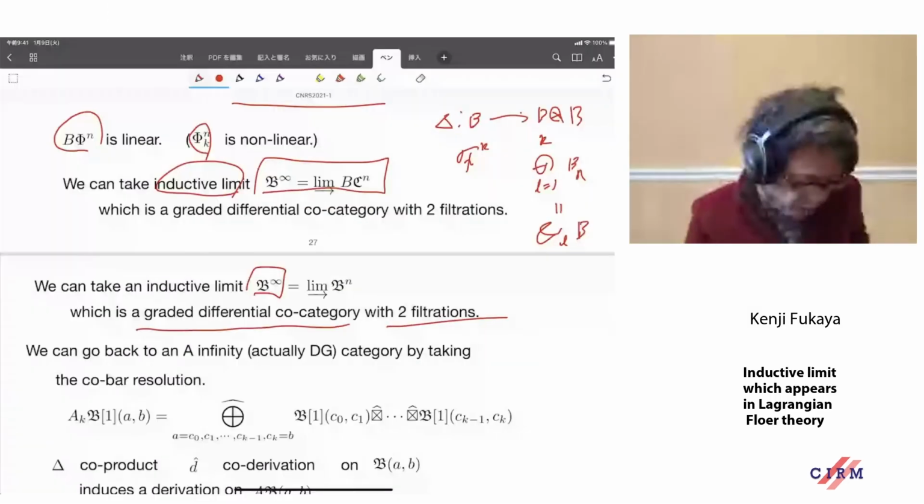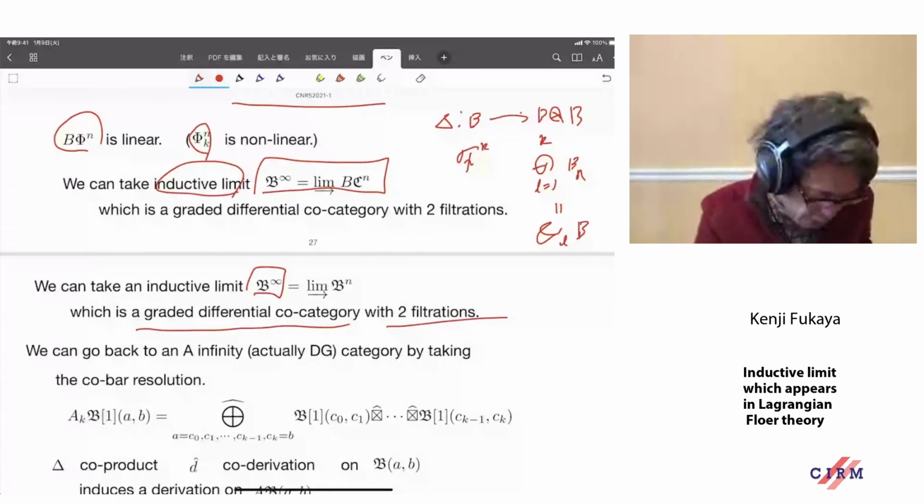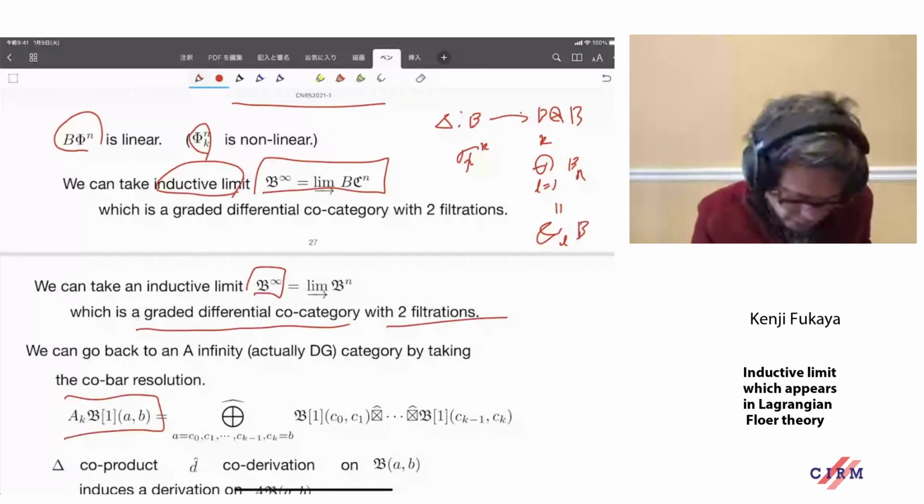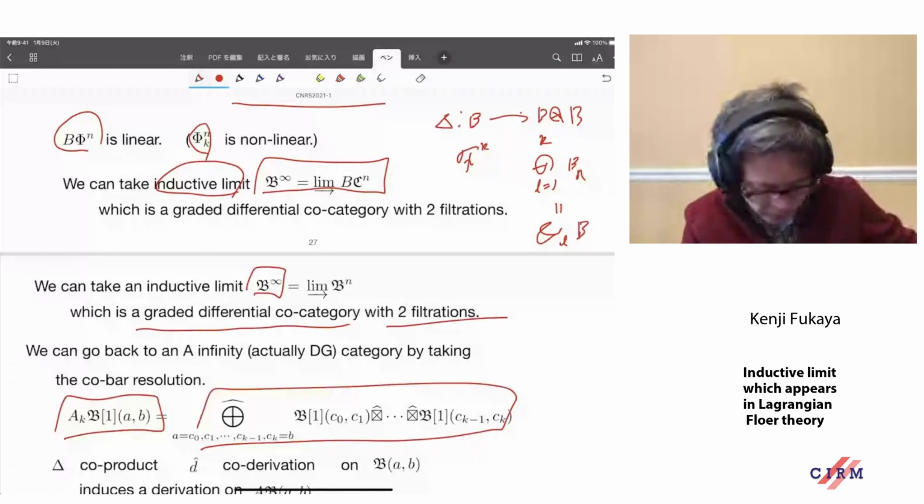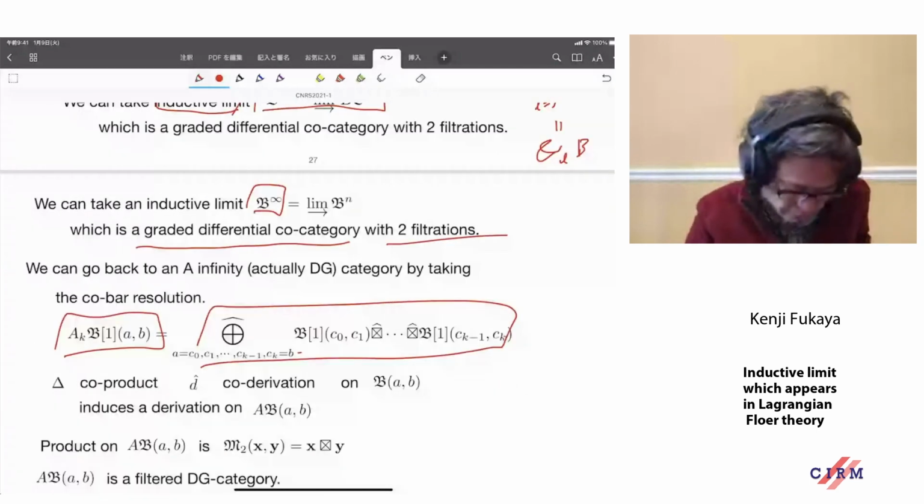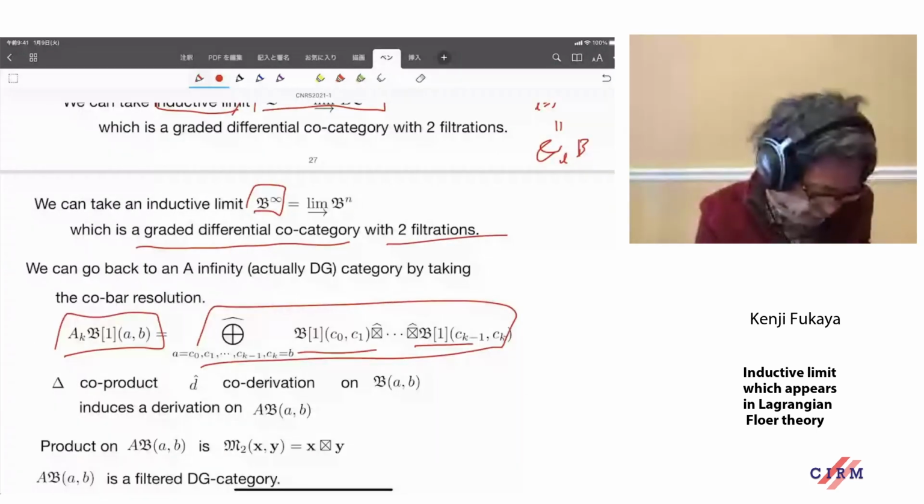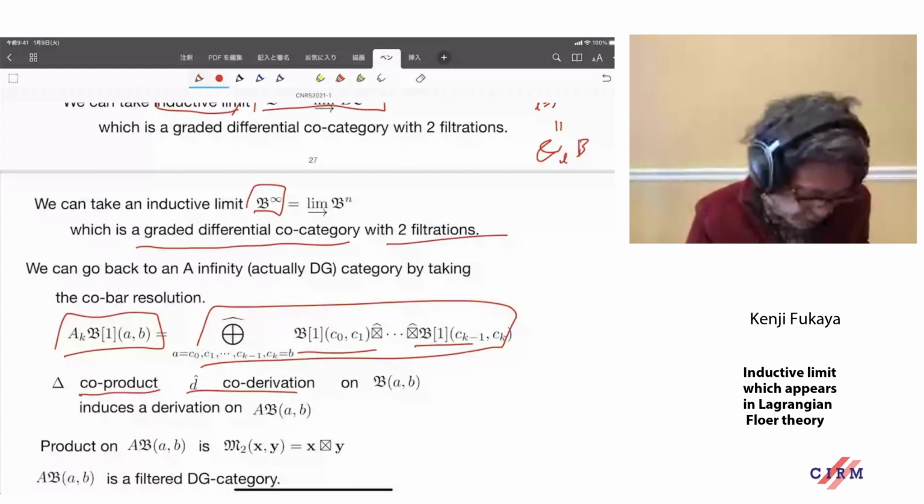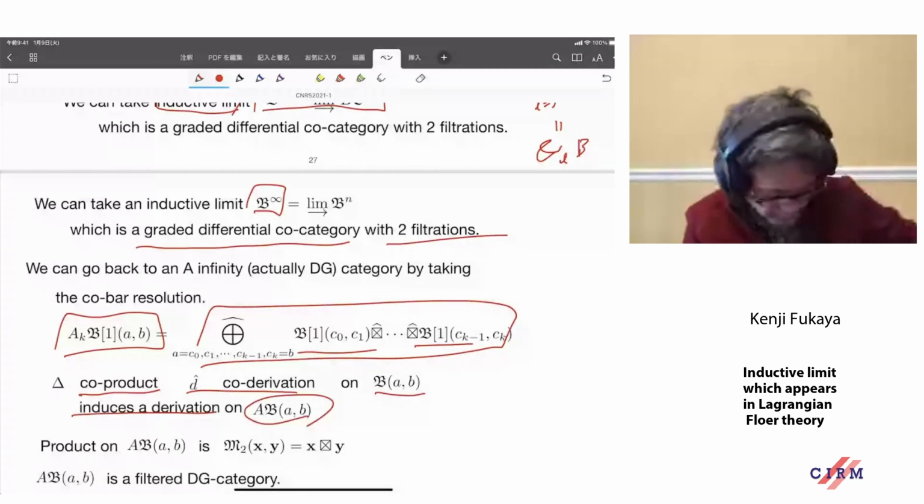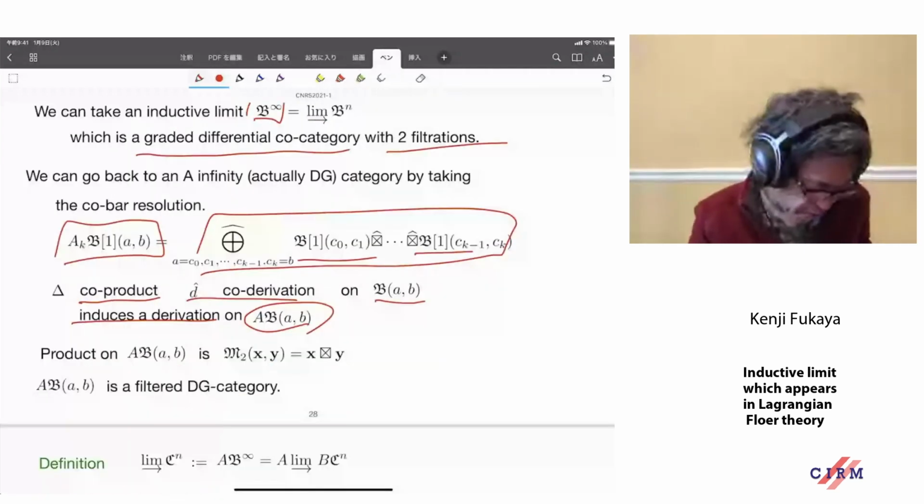Now we want to go back to the infinity category, so we take the so-called co-bar resolution. That is the following. We again take this tensor product, and this guy has a co-product and co-derivations. Then it induces a derivation on this bar construction. That is very well known. And the product is just taking these tensors.